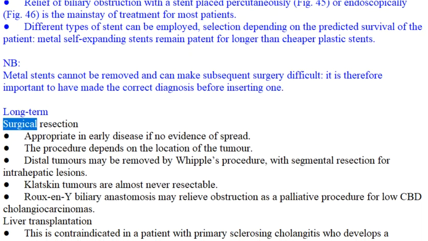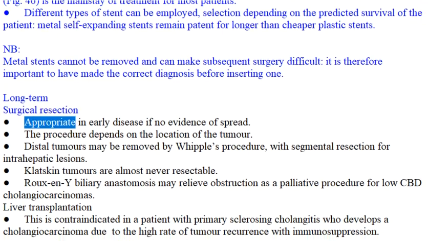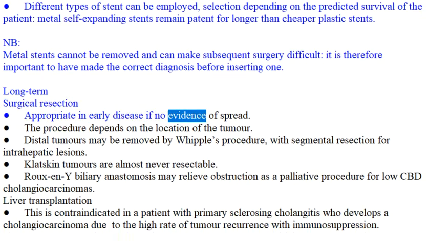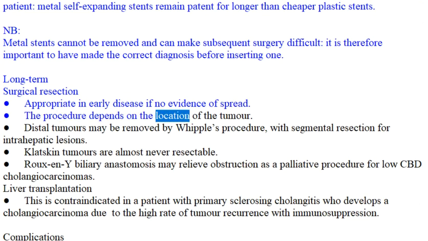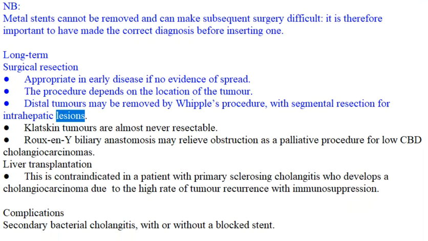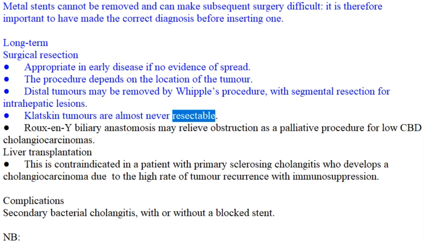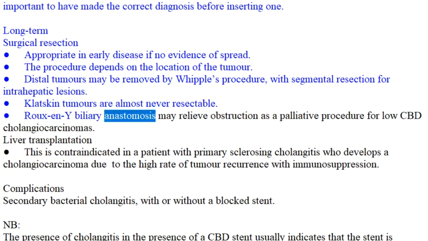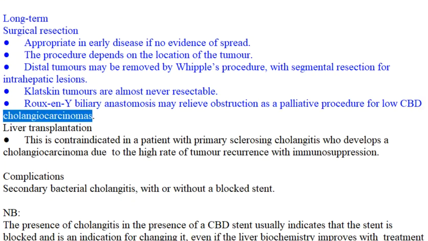Long-term surgical resection. Appropriate in early disease if no evidence of spread. The procedure depends on the location of the tumor. Distal tumors may be removed by Whipple's procedure, with segmental resection for intrahepatic lesions. Klatskin tumors are almost never resectable. Roux-en-Y biliary anastomosis may relieve obstruction as a palliative procedure for low CBD cholangiocarcinomas.